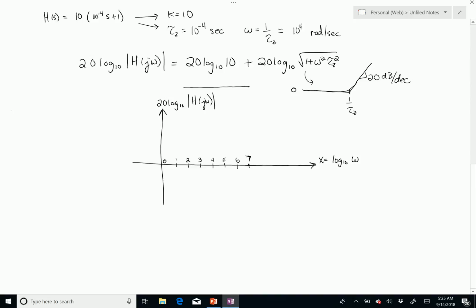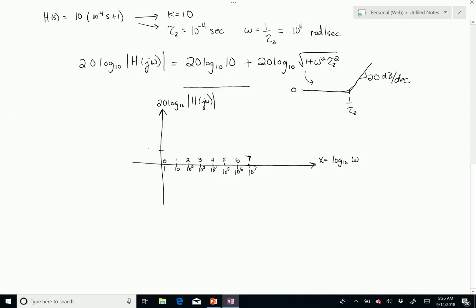Remember, for every number I go up on the x-axis, I'm going up a factor of 10 in frequency. So the log of 1 is 0, the log of 10 is 1, the log of 100 is 2, 1,000 is 3, 10,000 is 4, sorry, that should be 10 to the 5th. The log of 10 to the 5th is 5, 10 to the 6th is 6, and the log of 10 million is 7.